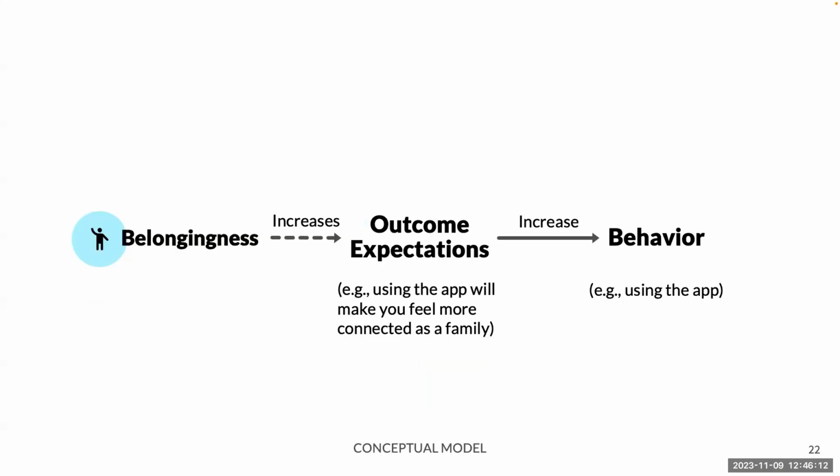And based on this finding, I theorized that social rewards that increase the need for belongingness can positively increase the outcome expectations to use a health app. And in turn, higher outcome expectations will increase the behavior, which is using the health app like Storywell. So how did I reach this conclusion?